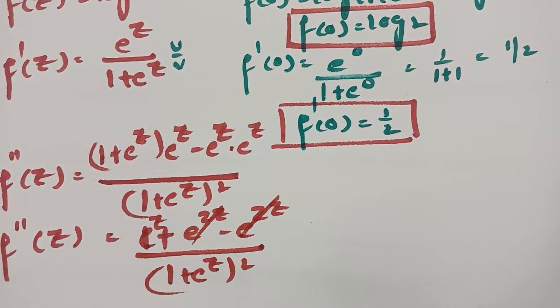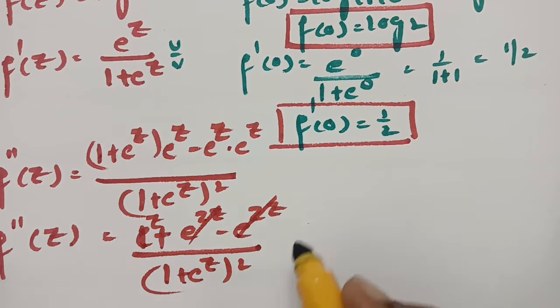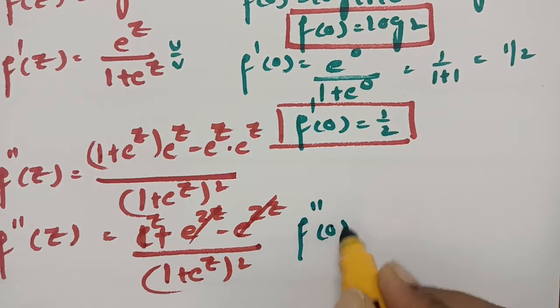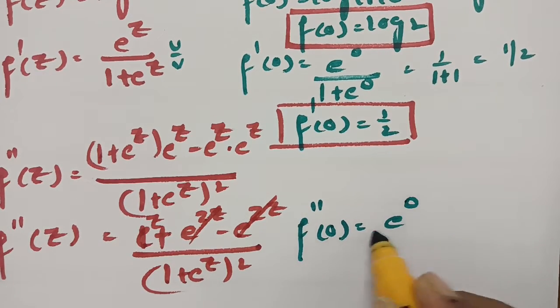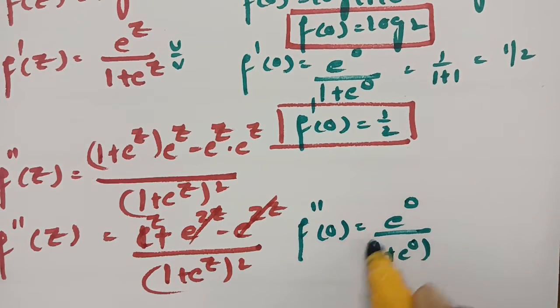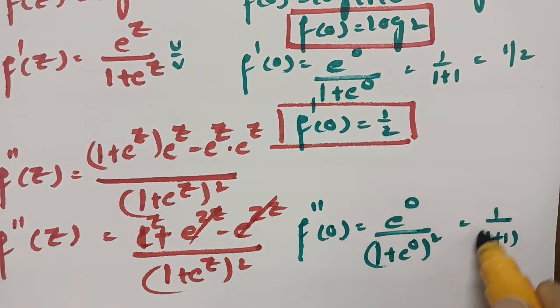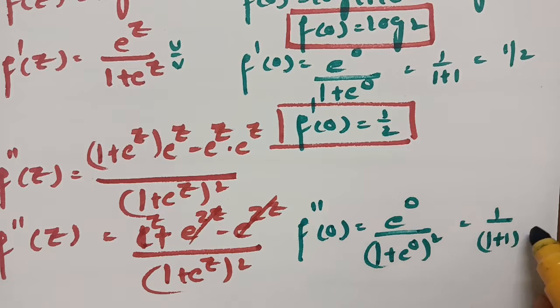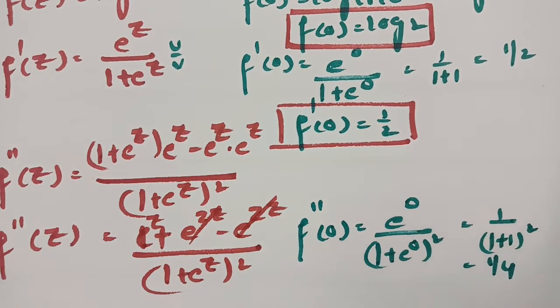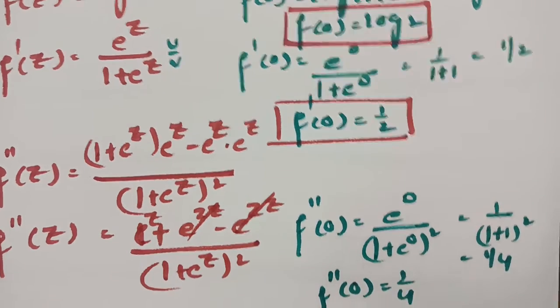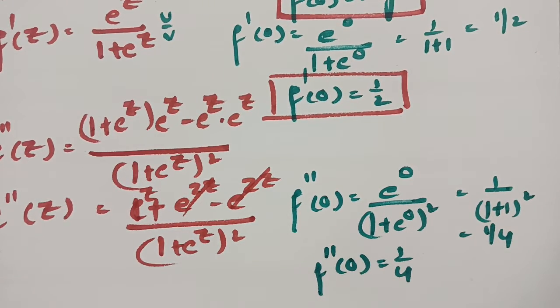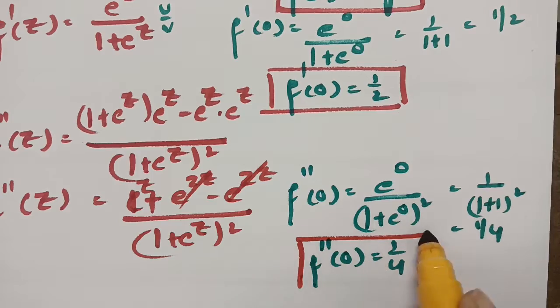Now I can cancel these two. And if we keep z as 0, f double dash of 0 will be e power 0 by 1 plus e power 0 whole square. So this is clearly 1 by 1 plus 1 whole square. This is equal to 1 by 4. And therefore we got the f double dash of 0 value as 1 by 4.